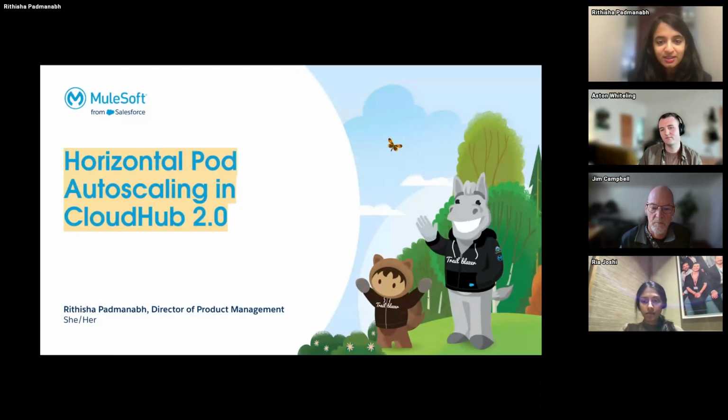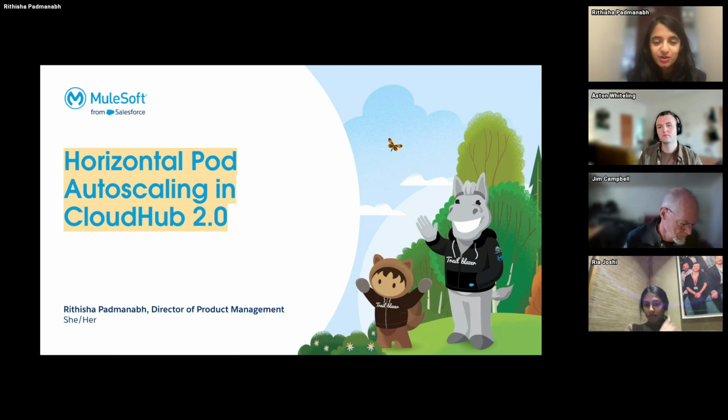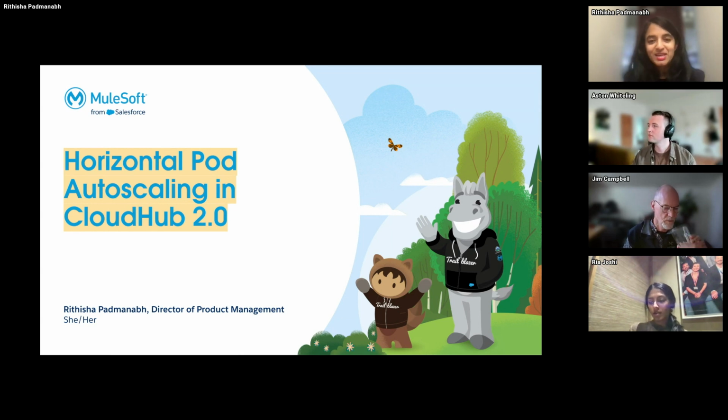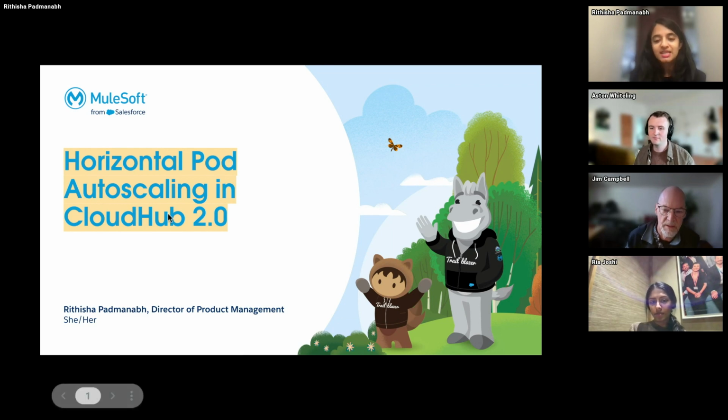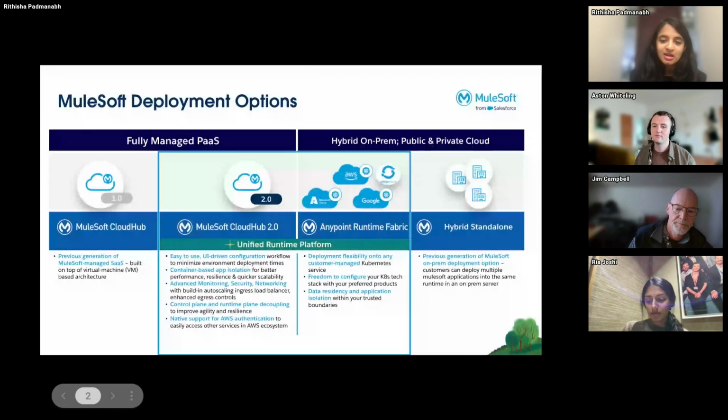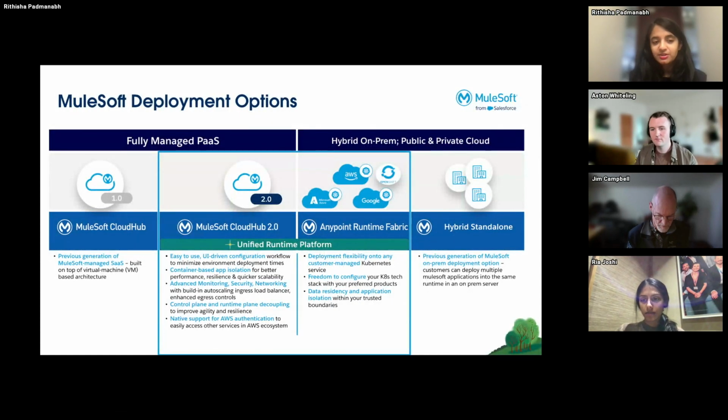Hey, everyone. It's really great to have you all here. I'm Ritisha Padmanabh. I'm a product manager on the platform services team here at MuleSoft. I manage Runtime Manager and CloudHub 2.0. I'll be walking you through an exciting new feature we've recently launched in CloudHub 2.0 for our new pricing and packaging customers, which is CPU-based horizontal pod auto-scaling. As a quick perk, I'll also give a quick glimpse of some of the other innovations that have been recently added into CloudHub 2.0.